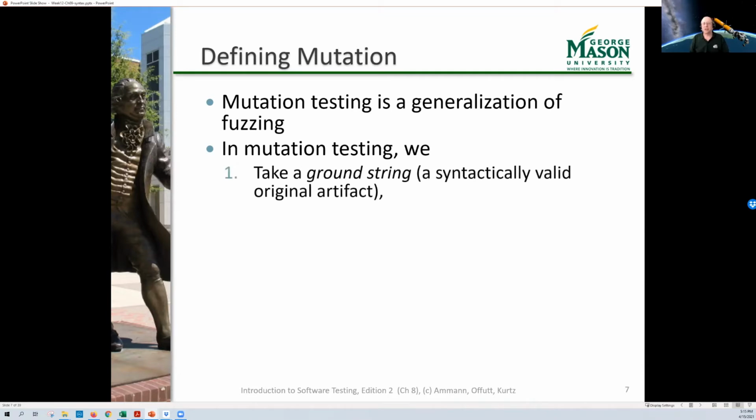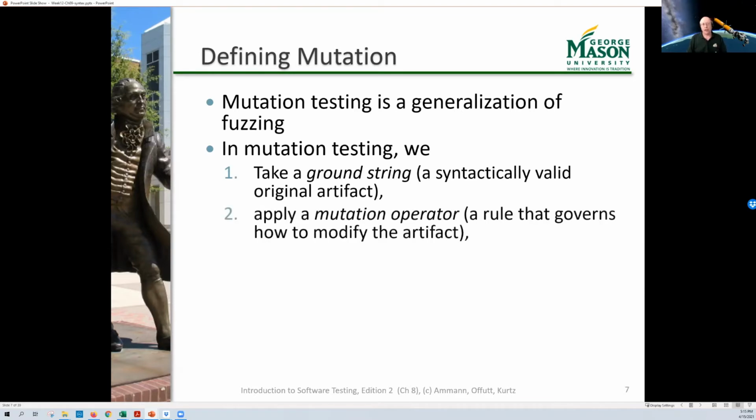So in mutation testing, we're going to take a ground string, some syntactically valid original artifact. So a good message, the original program text, something. And we're going to apply some mutation operators to it. And a mutation operator is just a rule that tells us a way to modify the artifact. So a mutation operator from Heartbleed might say, change the size, right? If it asks for 5, change it to 10.